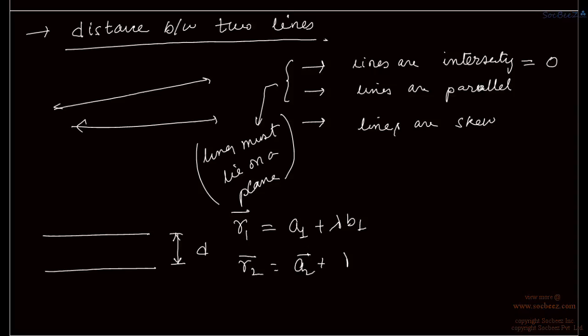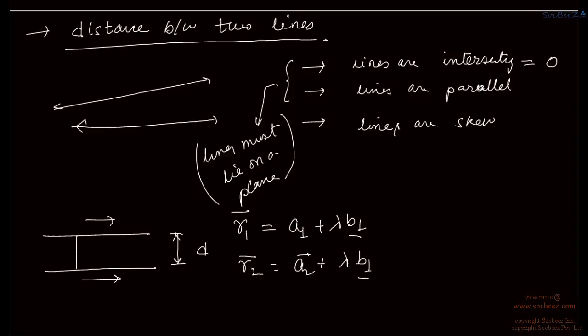Say this is r1, and the second line's equation is r2 is equal to a2 plus lambda b1. Here we will be writing b1 in both cases because we have the same vector in the direction of these two lines. We can make this the same because the direction ratios or direction cosines of these lines must be the same. So we have r1 and r2 like this.